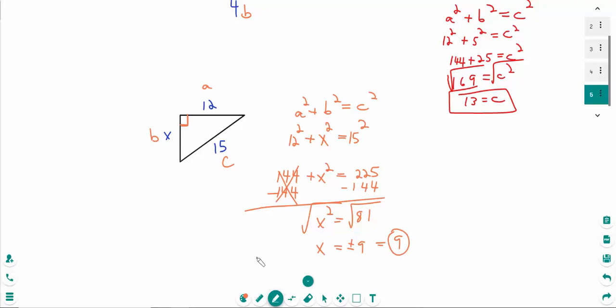So what is b? B or x maybe? X is equal to 9 units. Whatever those units are. Inches, feet, yards. It doesn't say in the problem, so we'll just leave it like this. All right? Very good. Excellent. So if you can handle those, the rest of them should be pretty simple. You're just doing the same thing over and over again.